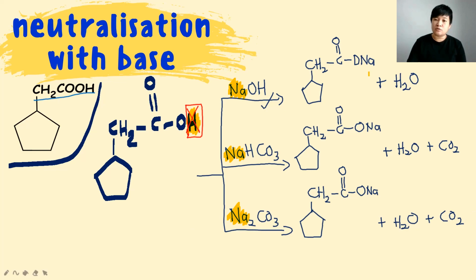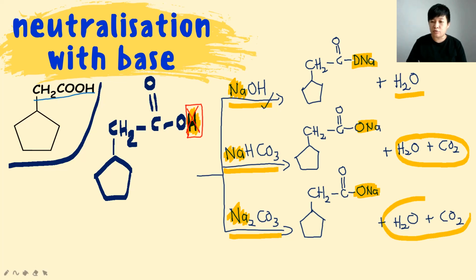So the main change, other than forming your ONa over here as your product, I think the focus will be on the byproduct. If you are using a normal sodium hydroxide, the byproduct will be water. If you are using a sodium bicarbonate or if you are using a sodium carbonate, the byproduct will be H2O and CO2. Simple, easy. And this is the last chemical reaction of your carboxylic acid.